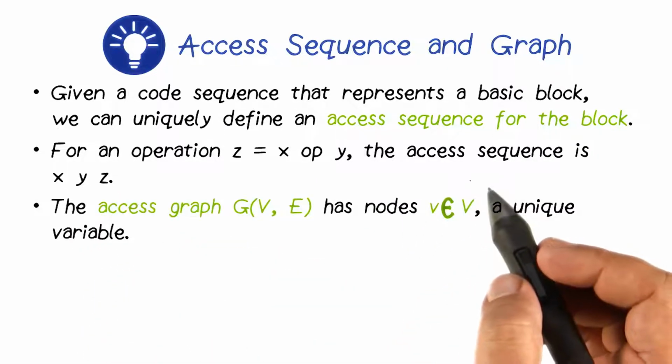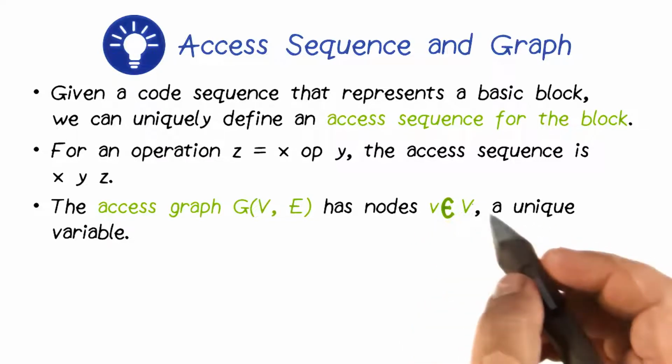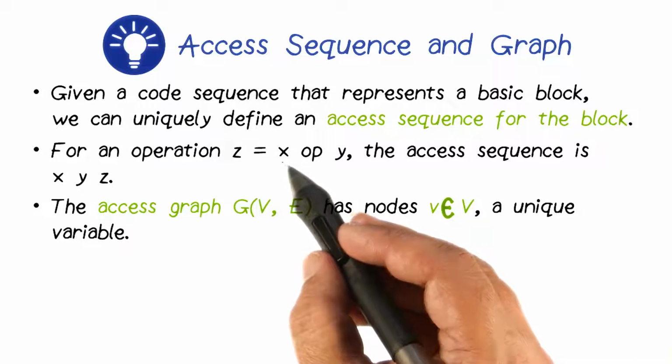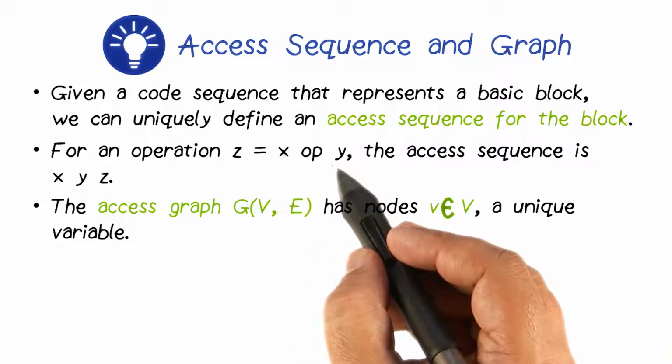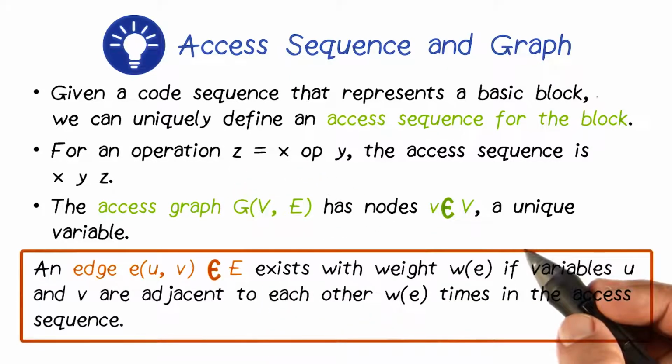Now let us define what is an access graph. Access graph has nodes, each one of which is a unique variable. For example, there will be a node associated with X here, there will be a node associated with Y there, and there is a node that will be associated with Z here. And then we have something else. We note the transitions from one variable to the other, and we also note its frequency.